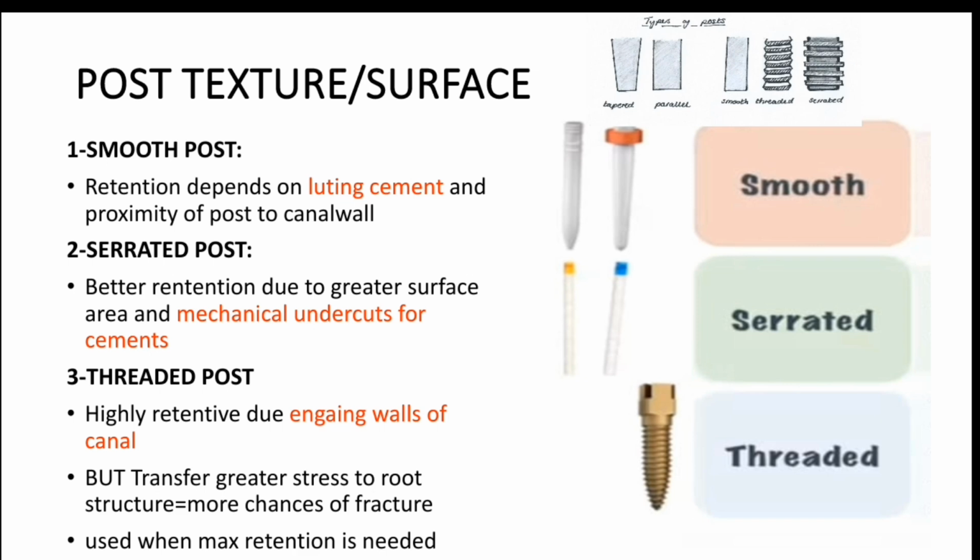While in serrated posts, you can see they have mechanical undercuts. Retention is good, but in a smooth post, the retention mainly depends on the luting cement. I also want to say that threaded posts have a disadvantage. Why? Because they transfer greater stress to the root structure, and thus there are more chances of fracture. So they are used when maximum retention is needed. They have an advantage also.